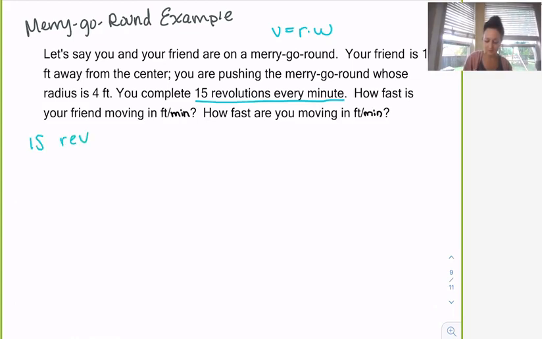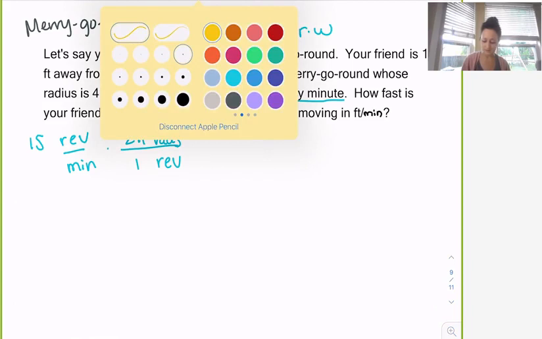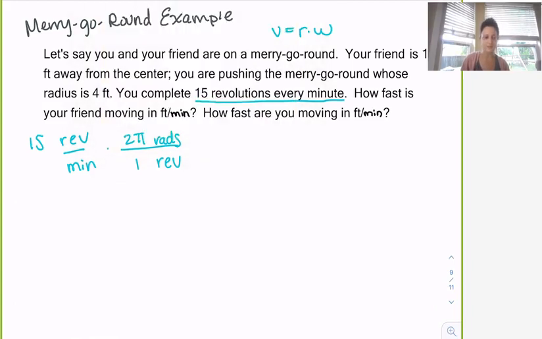So I've got 15 revolutions every minute. I want to convert that to rad, so I need the revolutions to cancel. There are 2 pi radians in 1 revolution. So now these go away, and 15 times 2 pi is going to be 30 pi, and I'm left with rads over minutes, which is the units I want. I want my final answer to have a denominator of minutes anyway, so now I don't need to worry about the unit of time either.